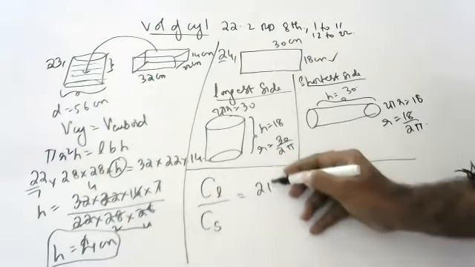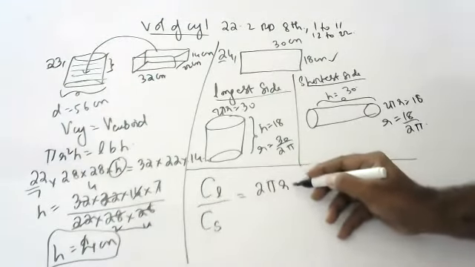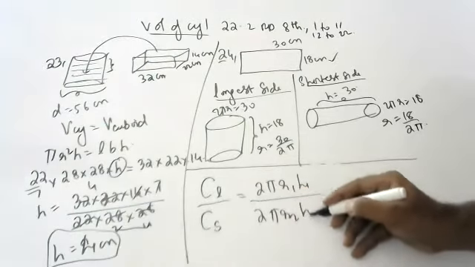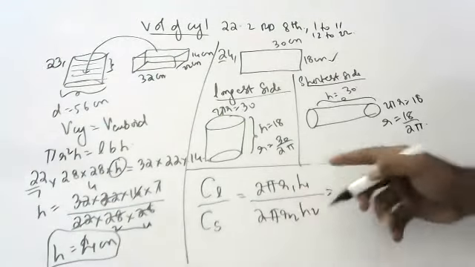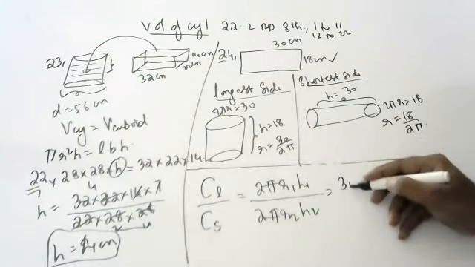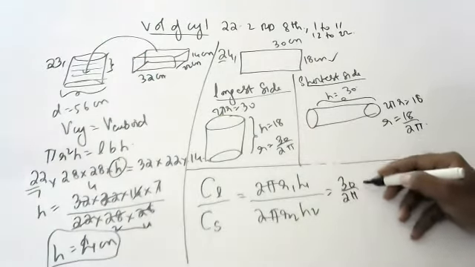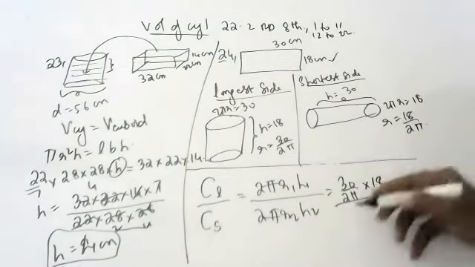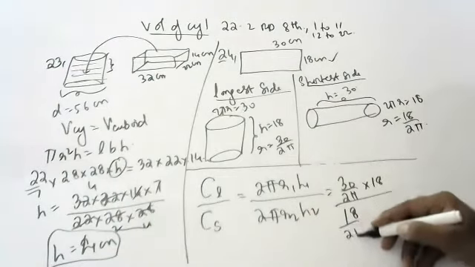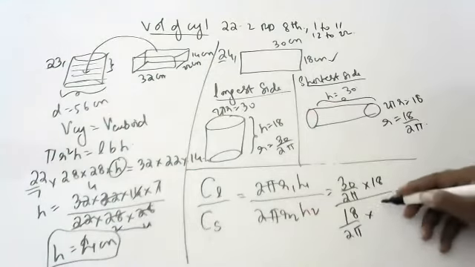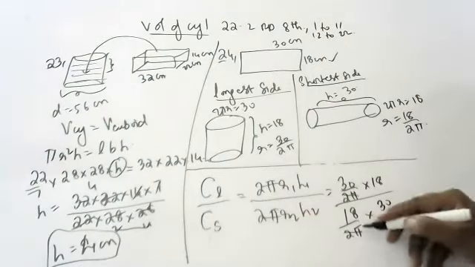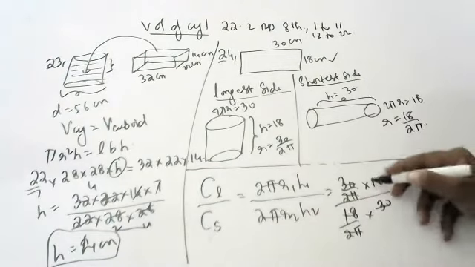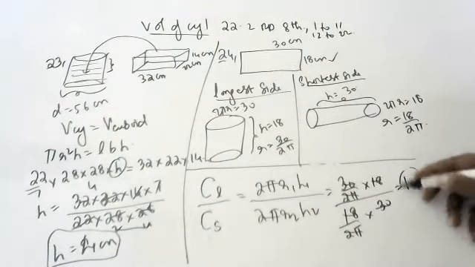The CSA is 2 pi r1 h1 by 2 pi r2 h2. What is the radius in this case? 30 by 2 pi. And what is the height in this case? 18. And what is the radius in this case? 18 by 2 pi. And what is the height? 30. So 2 pi gone, pi cancel, 30 30 gone, 18 18 gone. So 1 is to 1 is the ratio.